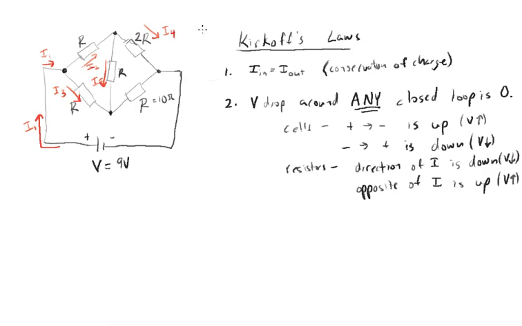It's kind of hard to read, but I5. And if it turns out that I guessed wrong, when I end up solving for it, I5 will just be a negative value. It'll have a negative current, and I'll just know that I guessed wrong and that I have to just flip the direction around.